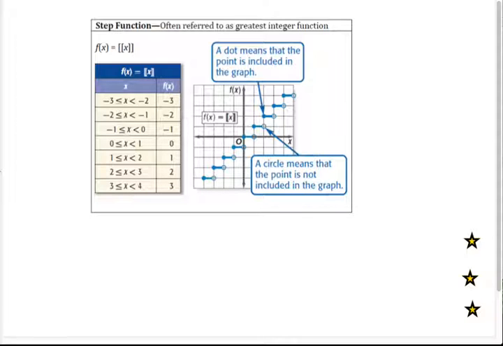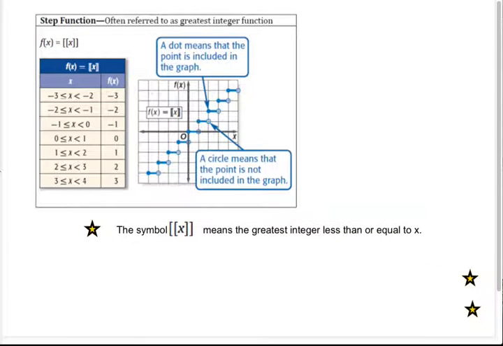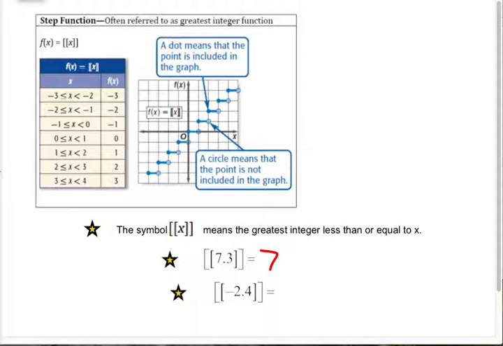Here's another step function, and we're talking about the step function often referred to as the greatest integer function. The symbol where there's 2 brackets like that means greatest integer less than or equal to. So a couple of examples here. The greatest integer of 7.3 is 7. Basically, you take off the 0.3. If it's negative now, like this one, negative 2.4, the greatest integer less than this would be negative 3. So there's your greatest integer function.